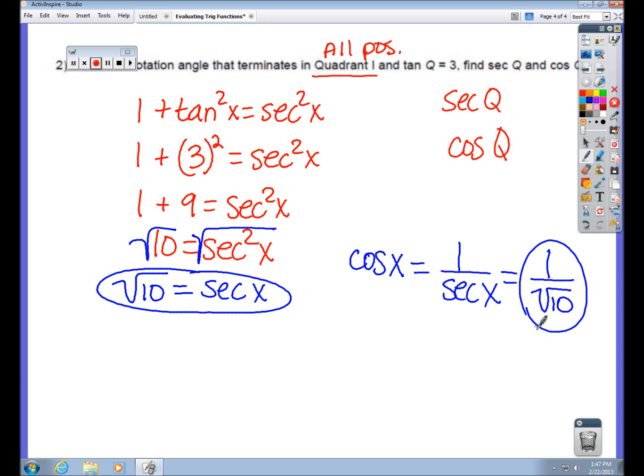Now you need to practice this on the homework, but again, be sure to read the instructions because you're not just finding two values, you're finding all the trig functions that are not given to you. And show all work.